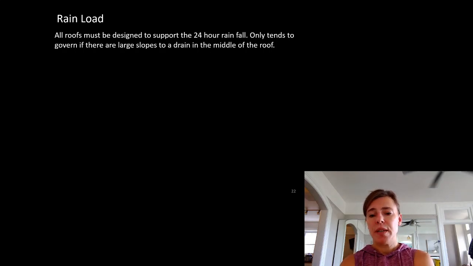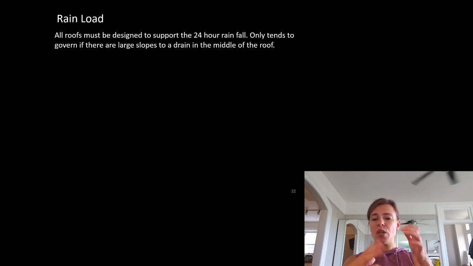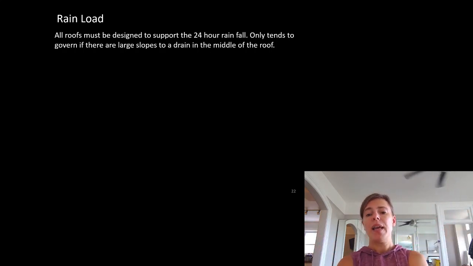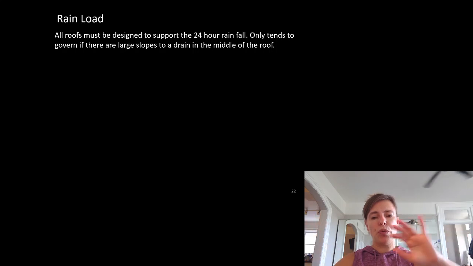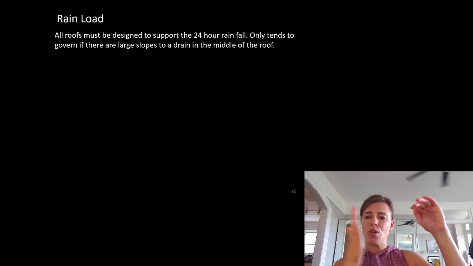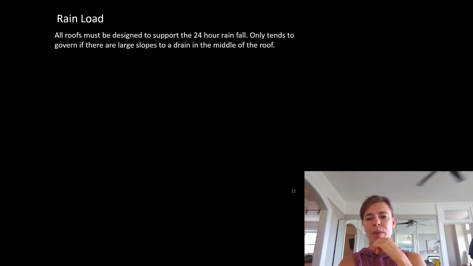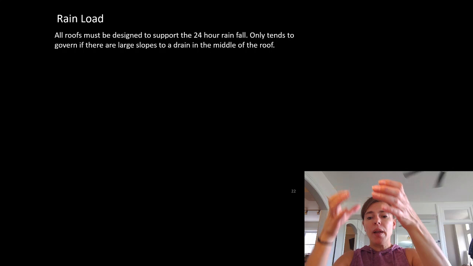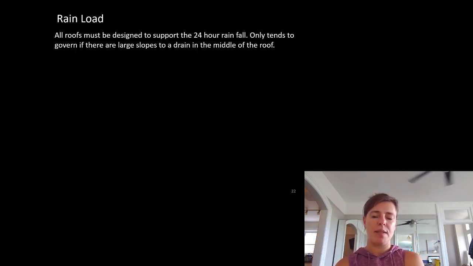So all roofs in Canada need to be designed to support a 24-hour rainfall, assuming there's no slopes. It only tends to govern if there's a large slopes to an internal drain on the building. We have to assume that any drains or scuppers in a parapet, if there's no parapet whatsoever and it's a sloped roof, this isn't going to be a thing you need to worry about. But that condo we were just talking about probably has a tiny little curb around the roof just to hold in all of our roofing, and water can kind of accumulate there. We probably have a little scupper where the water falls out. Maybe internally in the building there's a drain that runs down through the building.